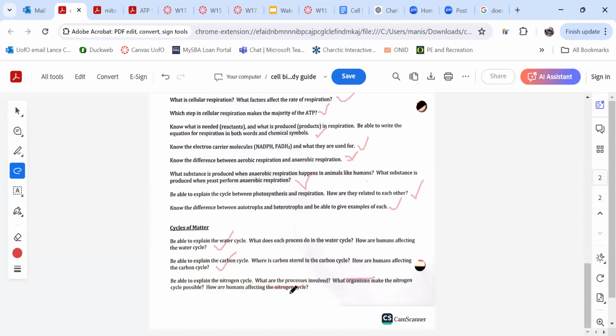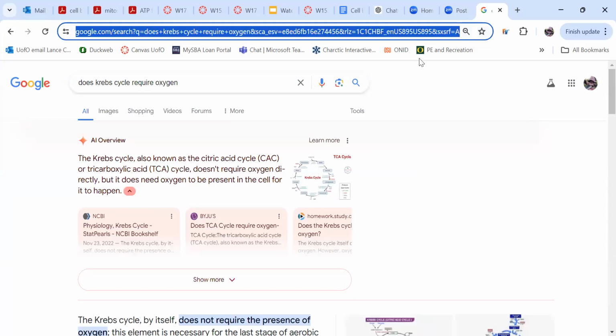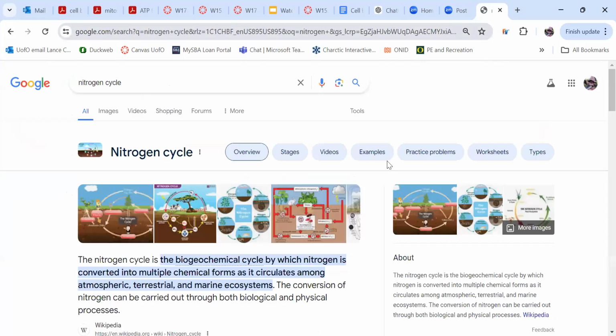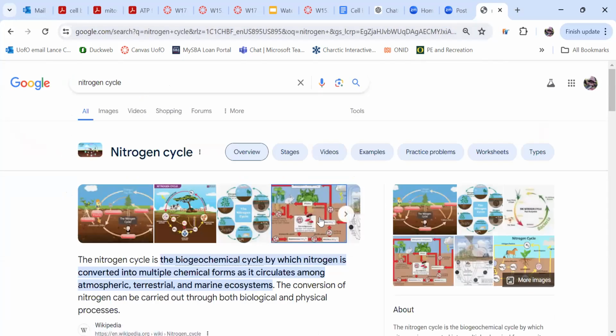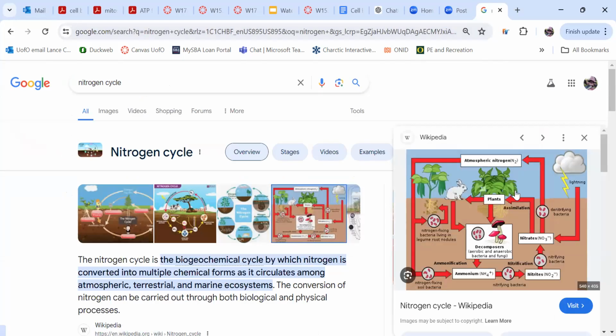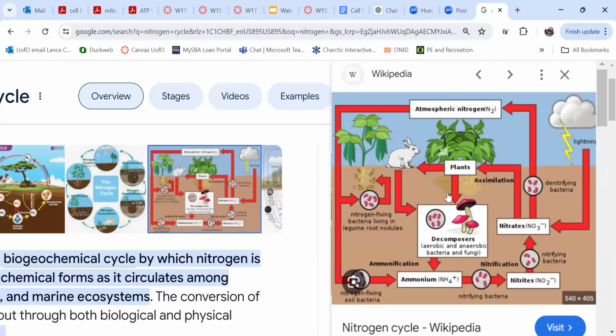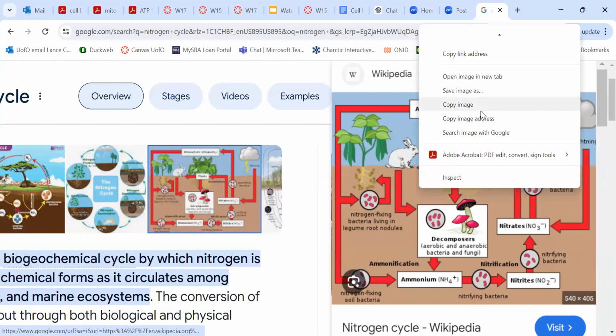So got that. What are the processes involved, and be able to explain the nitrogen cycle? Well, we don't really have much resources for the nitrogen cycle, so this one was a really good one. We shared this in class and talked about it a little bit. All right, I'm gonna add this in Canvas.